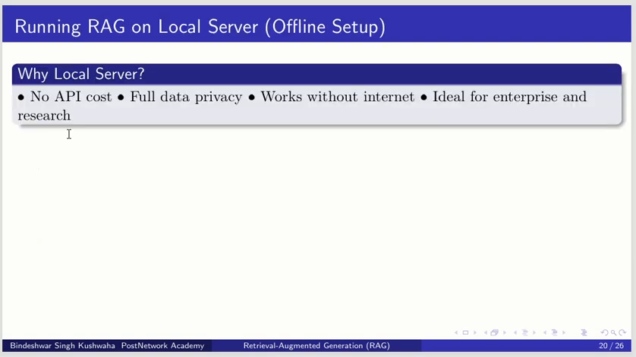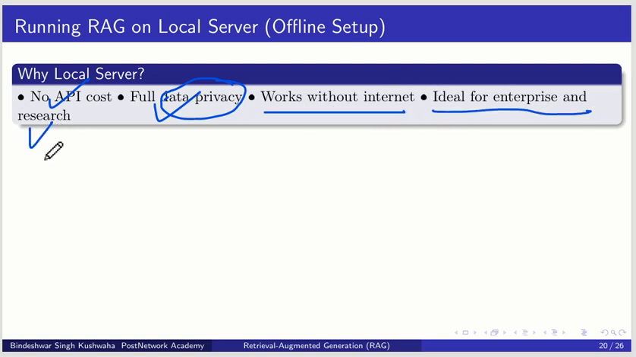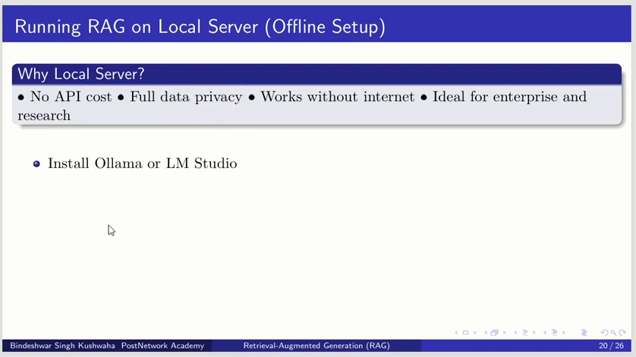So, running RAG on a local server, so no API cost. What would be the benefit? No API cost, full data privacy. We talk nowadays, we are talking about data privacy. Works without internet, ideal for enterprise and research. If you have a local server, you can try it, and that would be very beneficial for your enterprise.